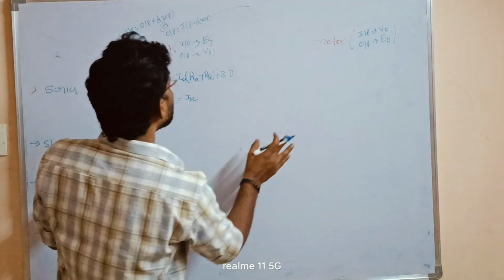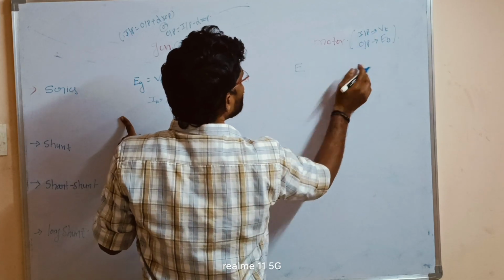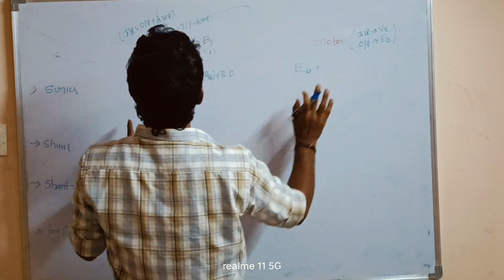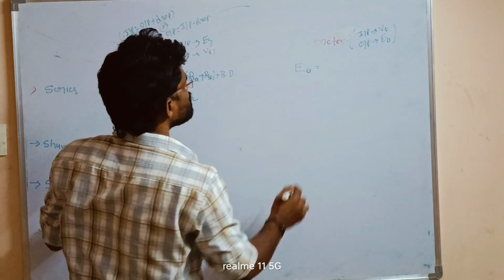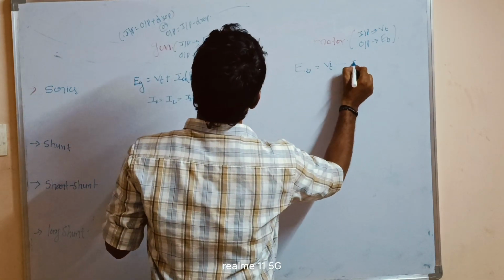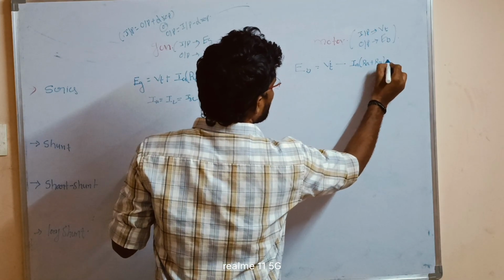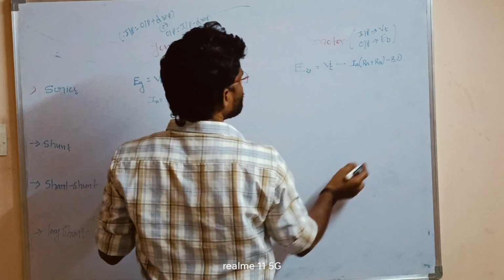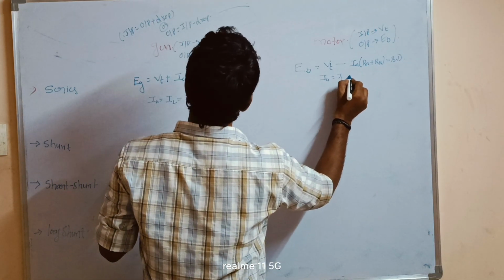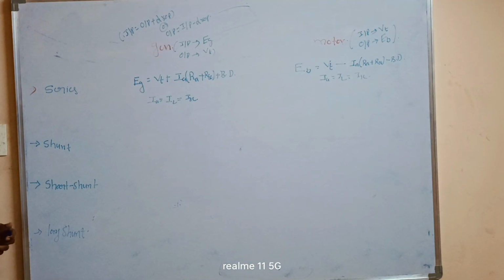Similarly, we can find the motor equation here. Input is equal to VT, output is equal to EB. Output is equal to input minus drop. Input is VT, so what is the drop? IA into RA plus RSC, minus brush drop. Here also it is the same: IA is equal to IL is equal to ISC.